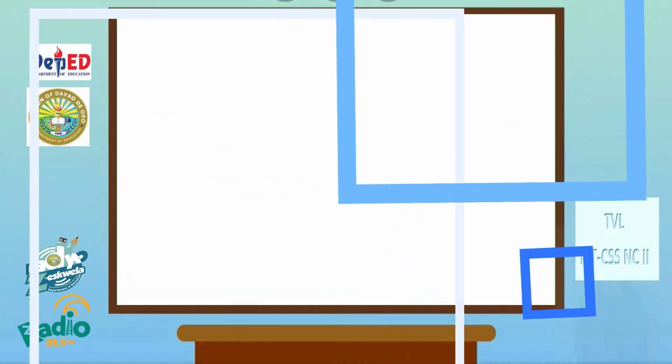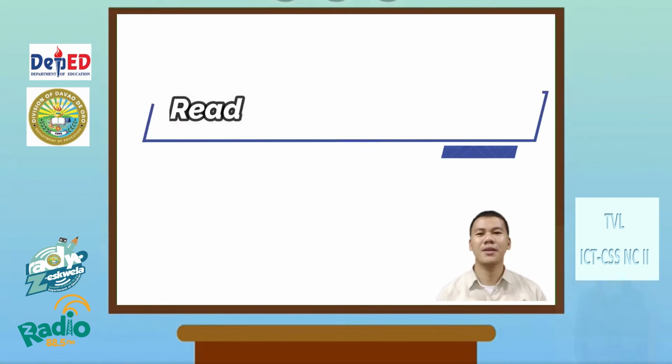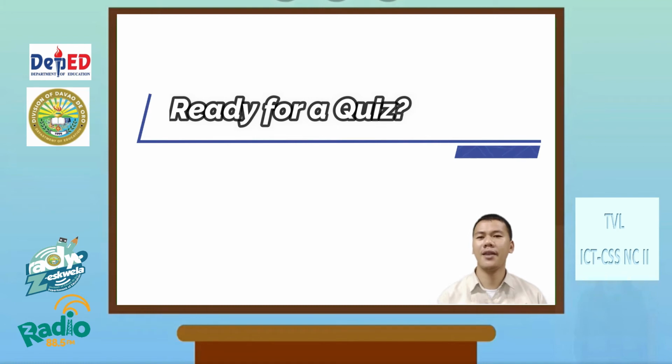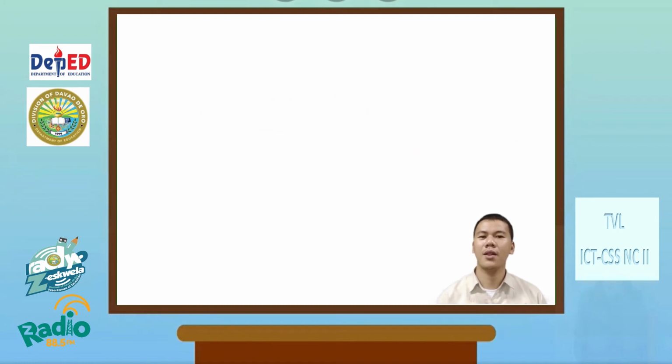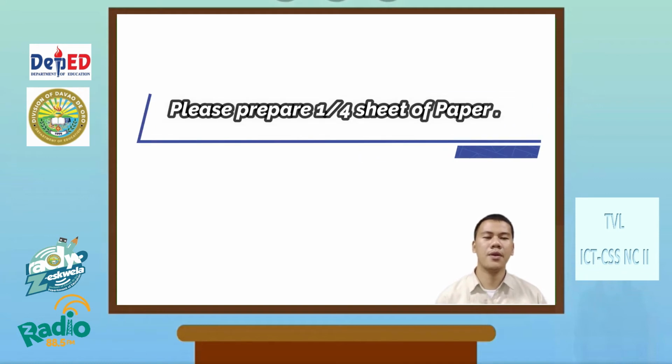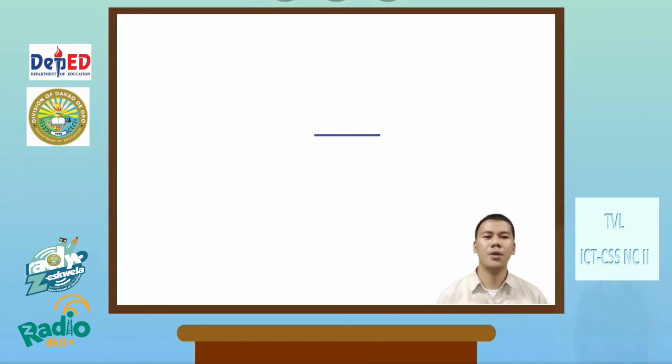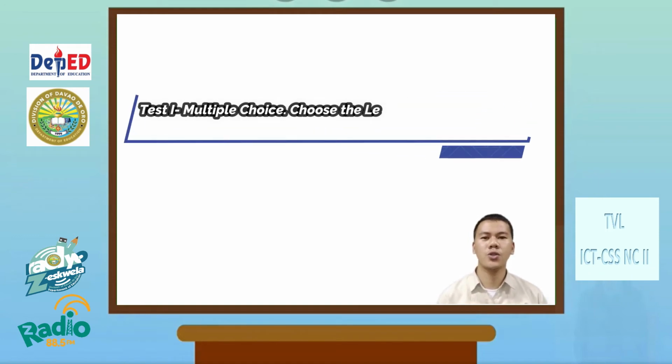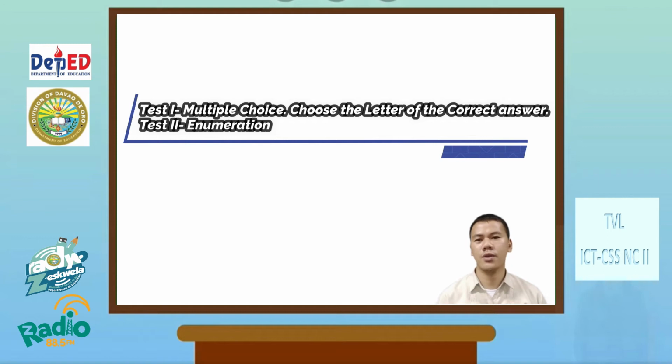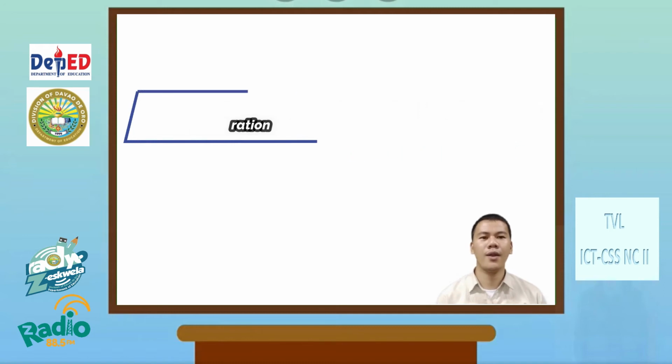Learners, we are back. I'm back, learners. I guess you are quite excited and ready. Learners, please prepare a 1/4 sheet of paper and let us read the instructions together. Test 1, multiple choice. Choose the letter of the correct answer. Test 2, enumeration. Write your answer in a 1/4 sheet of paper. And let's get started.